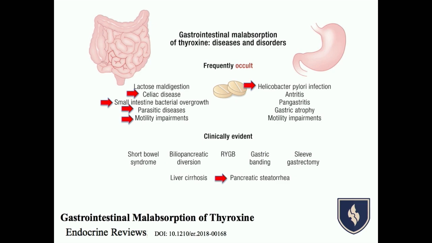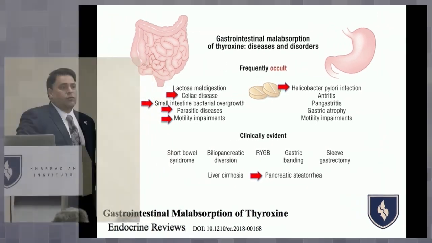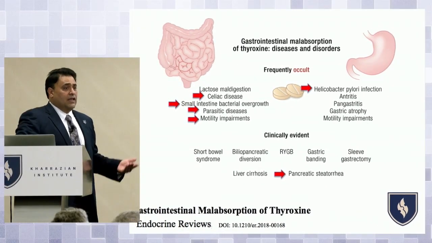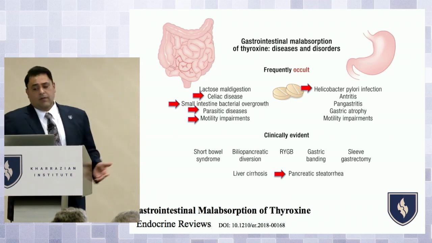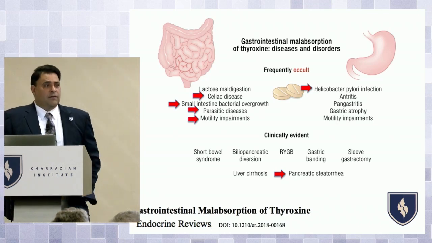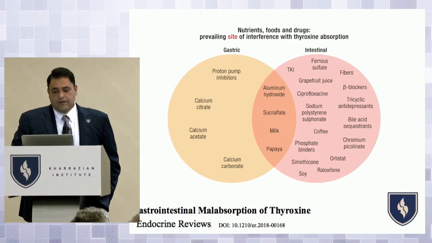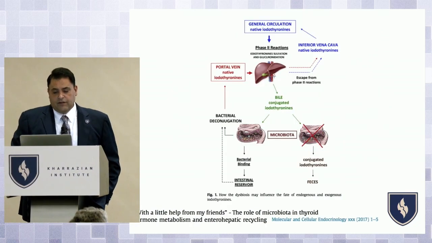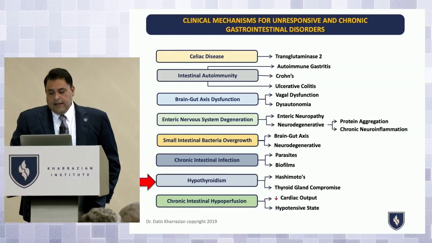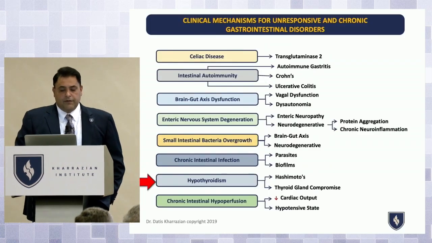So even an H. pylori infection can impact thyroid hormone absorption. So these things can change, and if it's going to change TSH, and while they're hypothyroid, you may not be able to make a difference treating their gut. So that's another reason you can have unresponsive patients. And this is just some drug interactions that you may want to look at. And then the last thing here is intestinal hypoperfusion.